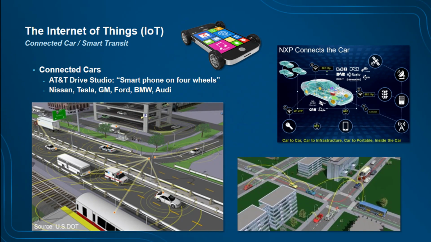The other application is the connected car or smart transit. Big vendors also jumped into this. You see Nissan, Tesla, GM, Ford, BMW jumping into connected cars. And I learned that HERE got bought by one of these car companies. So you can see that mapping and geospatial data has become very important for connected car applications.